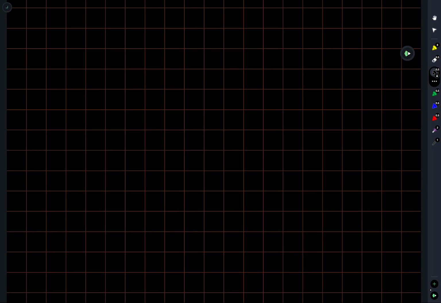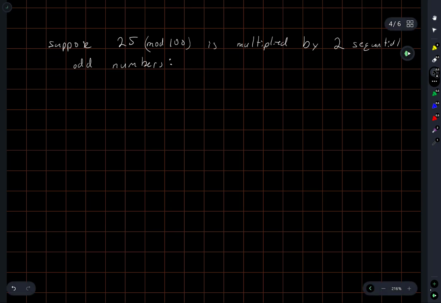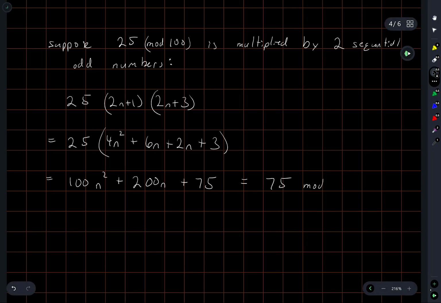So let's start with 25. Any two sequential odd numbers can be written as 2n plus 1 and 2n plus 3 for some value of n. And if we expand this, we see that we end up with something which is equal to 75 mod 100.